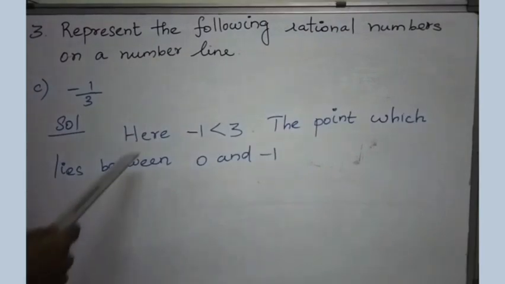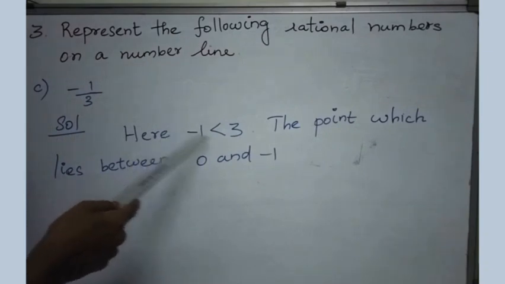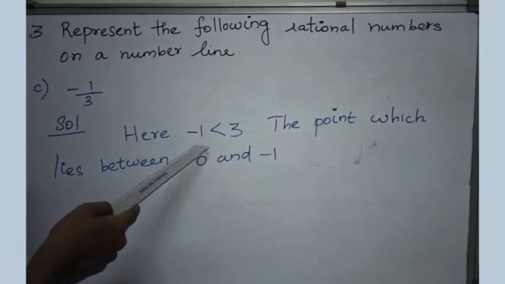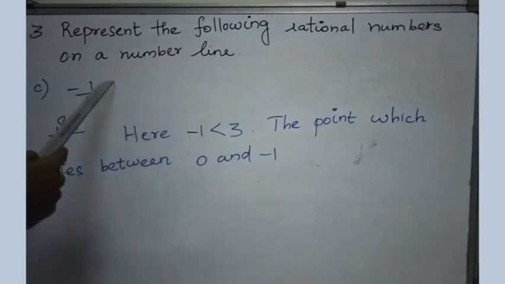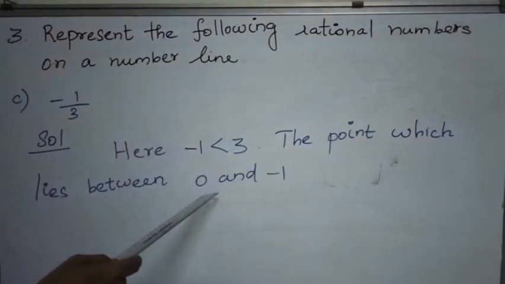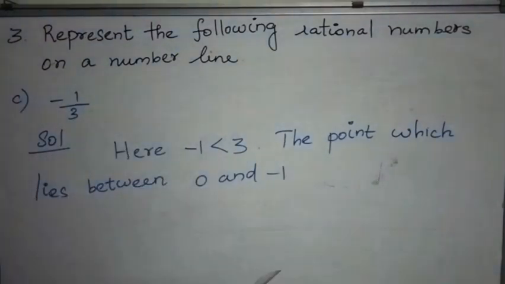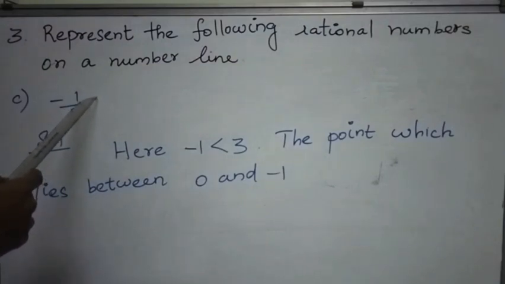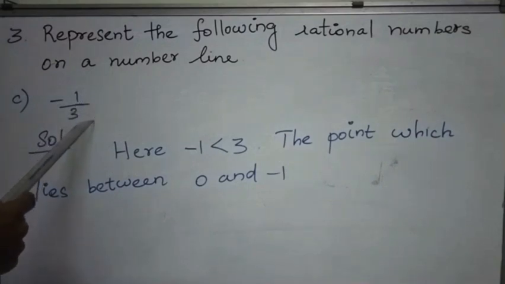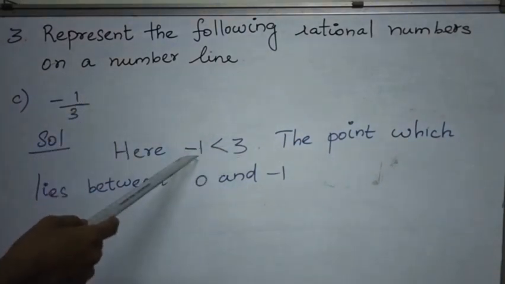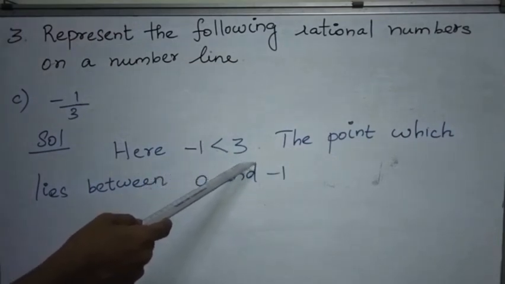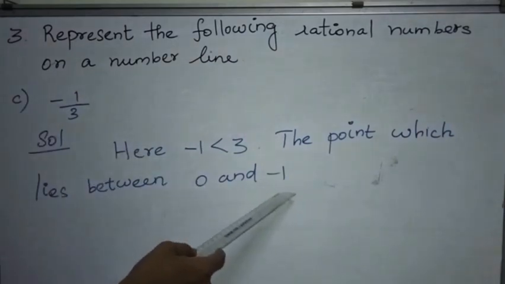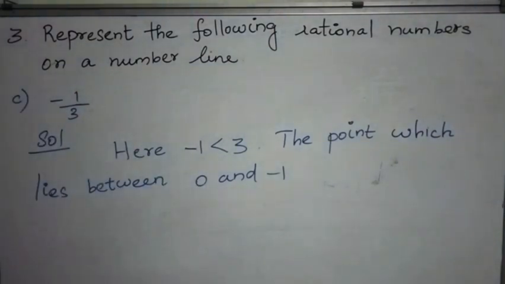See the solution here. Minus 1, numerator is less than 3. Yes, the denominator value is greater and the numerator value is less. So the reason: this minus 1 by 3 is a number which lies between 0 and minus 1. So minus 1 by 3 is a negative rational number, right? The numerator value is minus 1. Here the denominator is a positive number, that is 3, so 1 is less than 3. So where will the point lie? On this number line, it will be between 0 and minus 1. Okay?